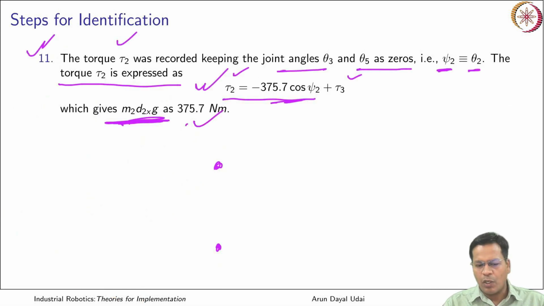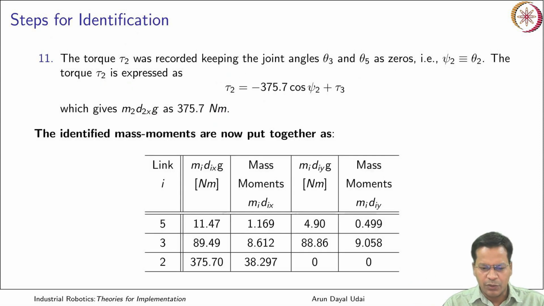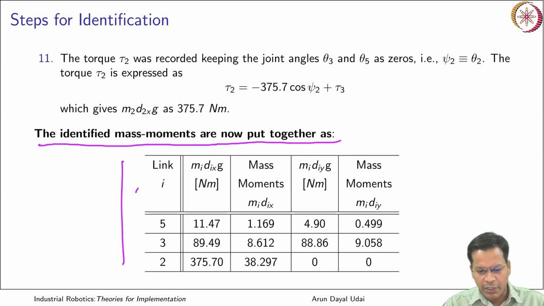Okay, now summing them all together, I have obtained mass moments for all the links, all the components. Putting them all together, the identified mass moments are now put together in this table like this. Whatever values I have obtained were these, divided by g, which gives you these values. And that is done for all the three links that I have moved.